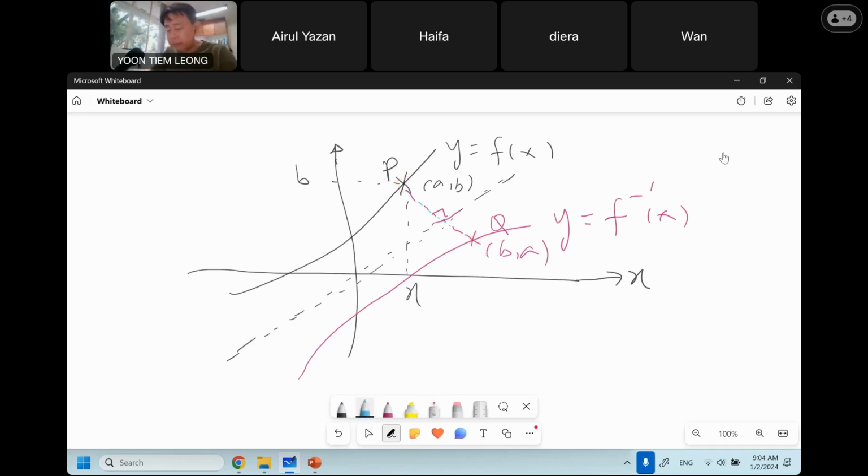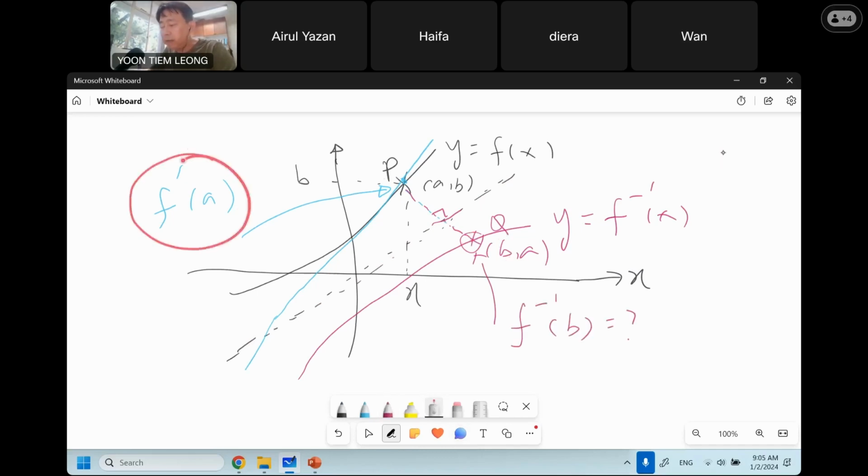Now we want to ask the question: given the derivative at the point x equals a, what is the derivative of the inverse function at the point x equals b? The derivative of the function at the point a corresponds to the derivative of the function f inverse at the point x equals b. So you have to be careful when you compare the derivatives. Here you are comparing the derivative of the function at the point p to the derivative of the inverse of the function at the point q.